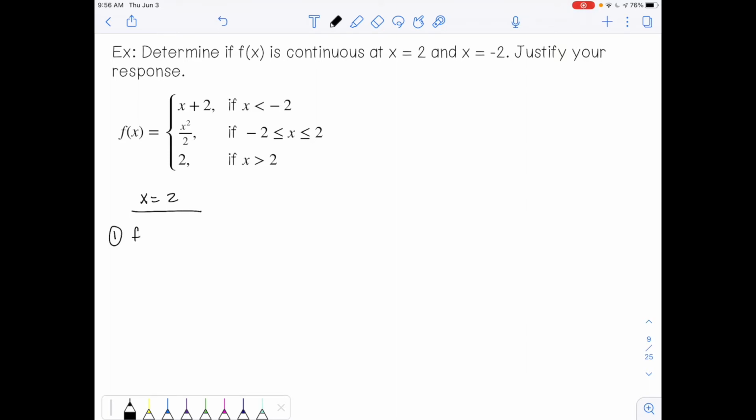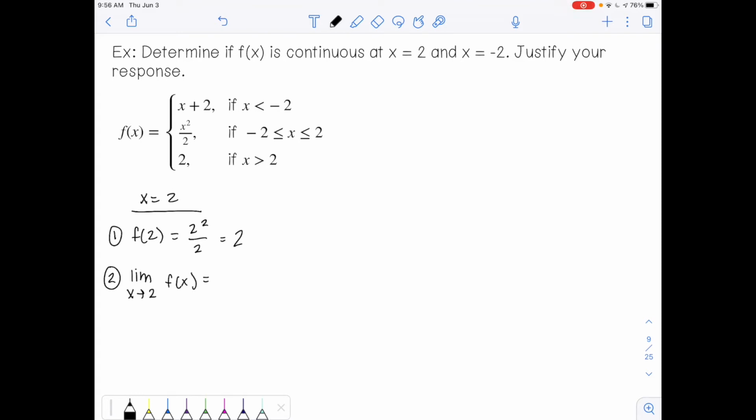Let's start with x equaling 2. The first condition we always want to check is, does f of 2 exist? f of 2 is going to be in that middle branch, so it's going to be 2 squared over 2. So 4 over 2 is 2. Okay, so f of 2 exists.